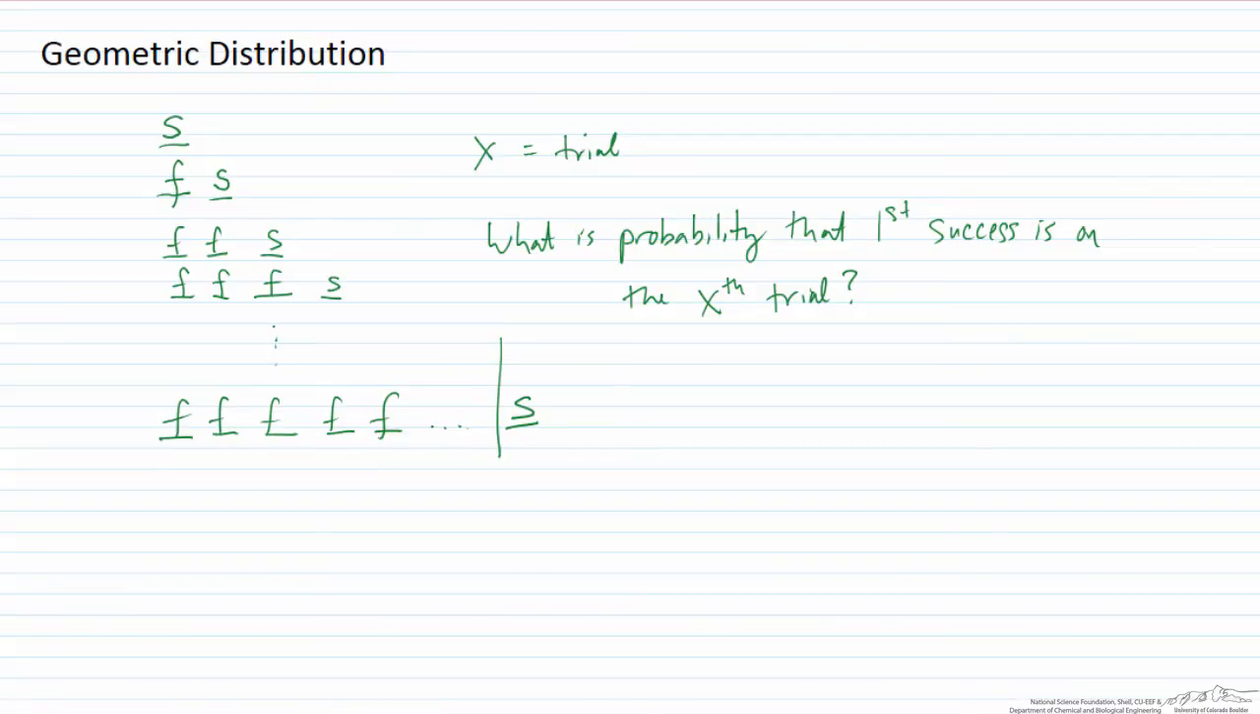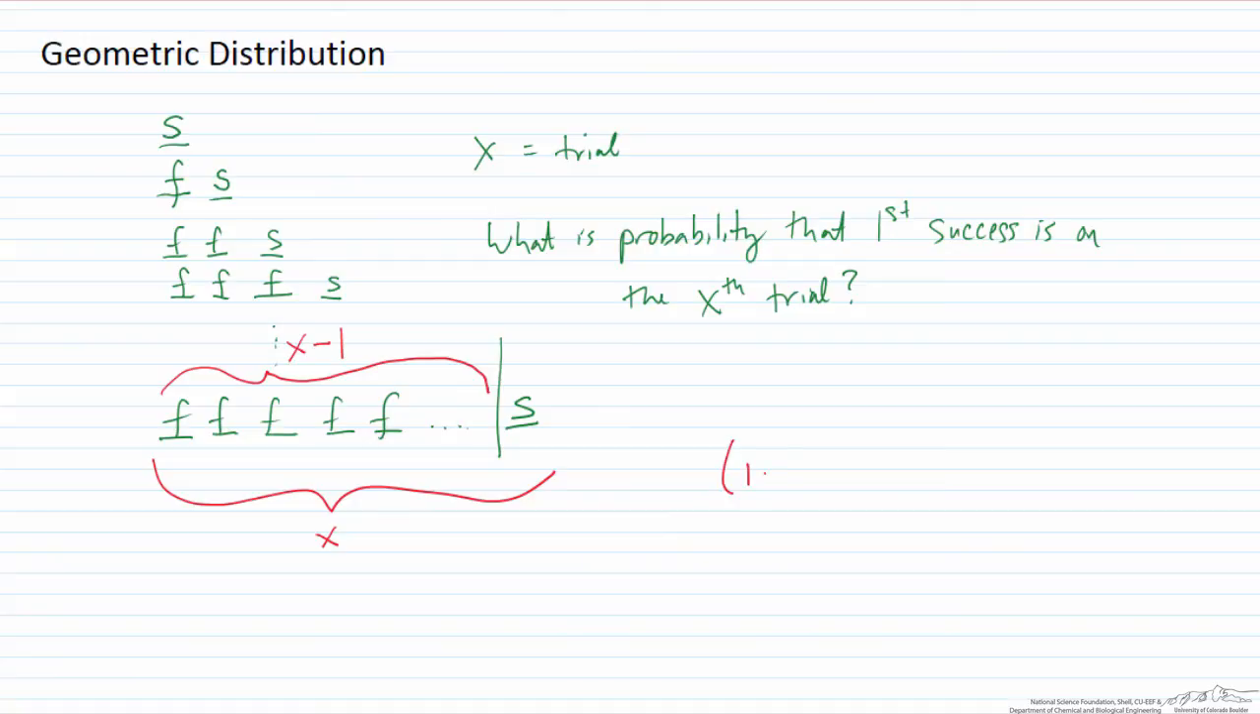So this would be X, the number of trials. This then, omitting the final success at the end, would be X minus 1. To calculate the probability of having X minus 1 failures, that's just 1 minus P, where P is the probability of success, raised to the X minus 1.